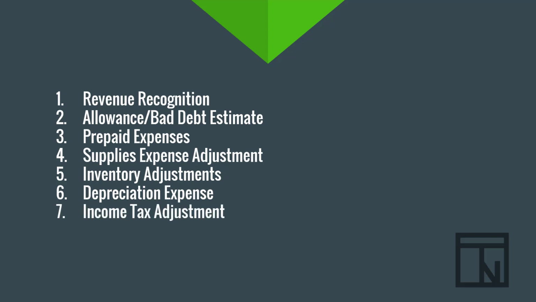Now, as we're looking over these 7 adjustments, you may recognize that many of these are things that we've covered earlier throughout the semester. So things like revenue recognition, bad debt estimates, prepaid expenses, inventory adjustments, and depreciation expense are all things we've talked about before and should already be in your notes. So the only real new adjusting entries that we have are supplies expense and income tax adjustments. Now we're going to look at supplies expense in this video, and then I have a separate video to go over the income tax adjustments.